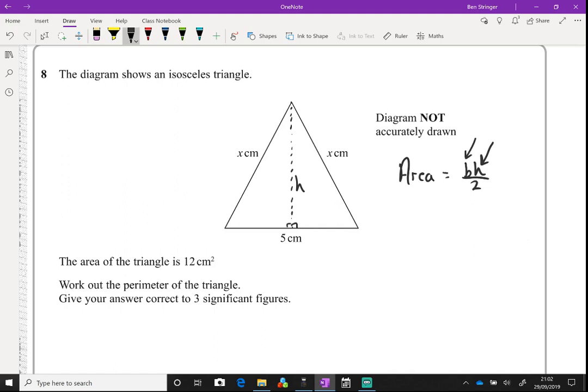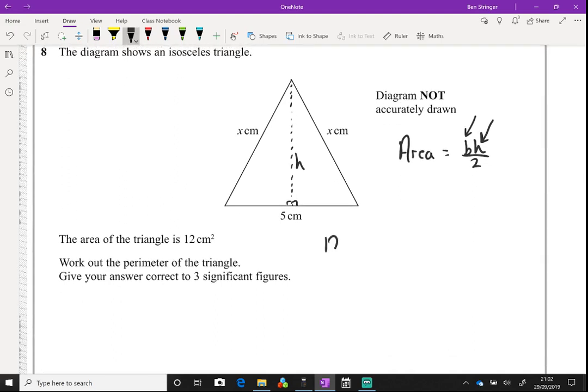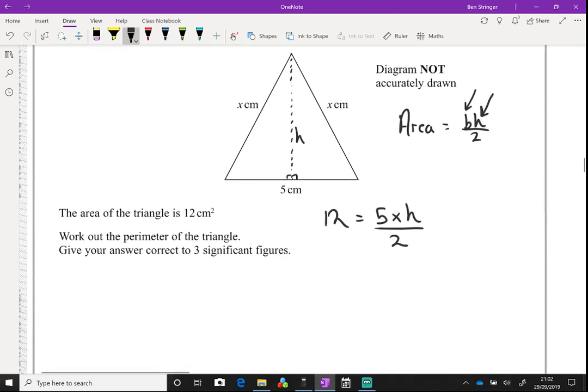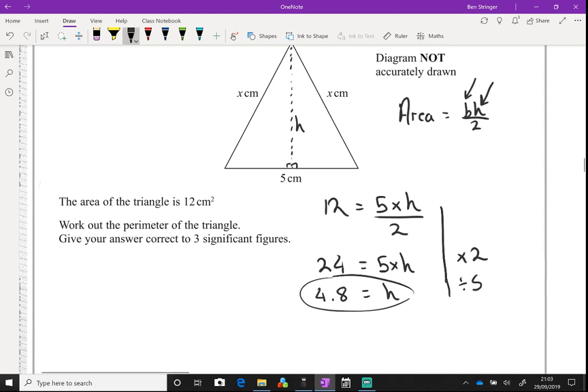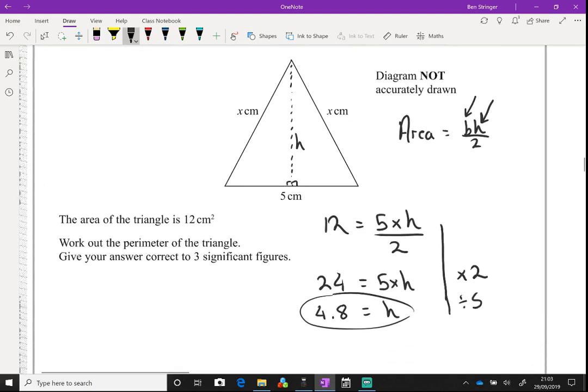We know the area is 12, so 12 equals the base, which is 5, times the height divided by 2. So we can work out the height from here. Times both sides by 2, I'm going to get 24 is equal to 5 times the height. Divide by 5, and 24 divided by 5 is 4.8. Double it and divide by 10 in your head if you'd like to. If not, use a calculator. So that's the height. Now we know the height.